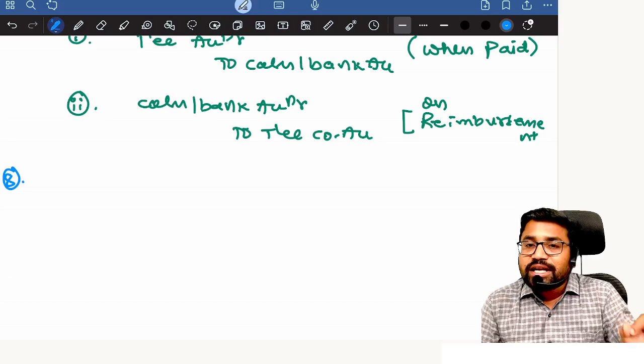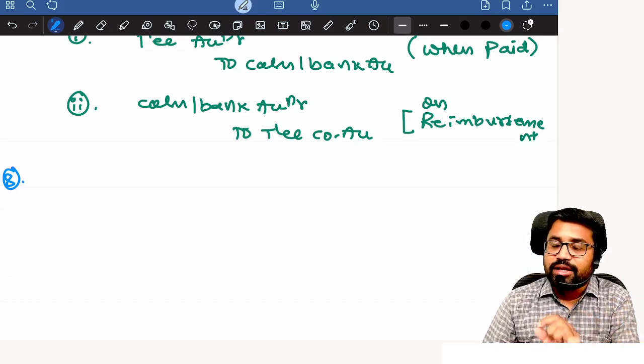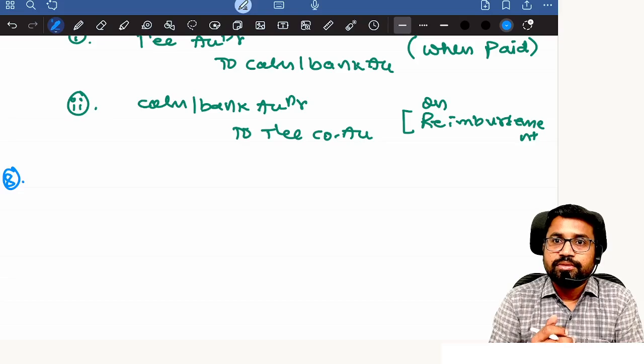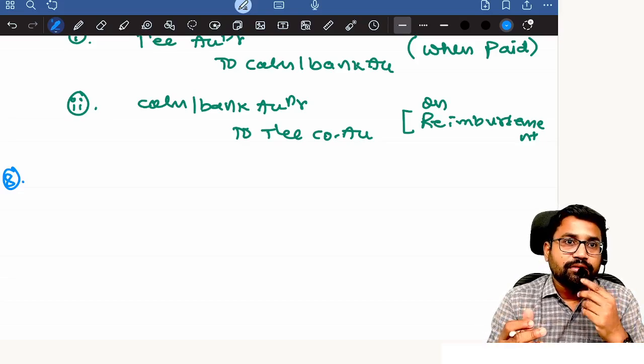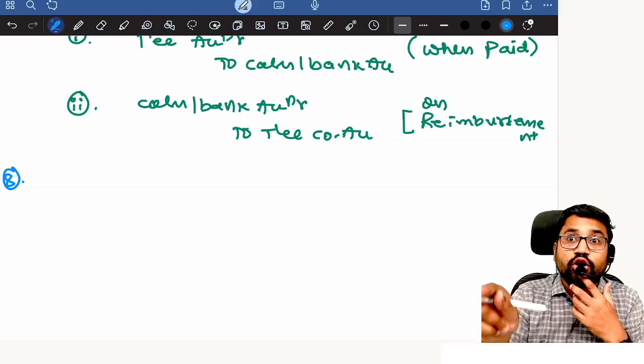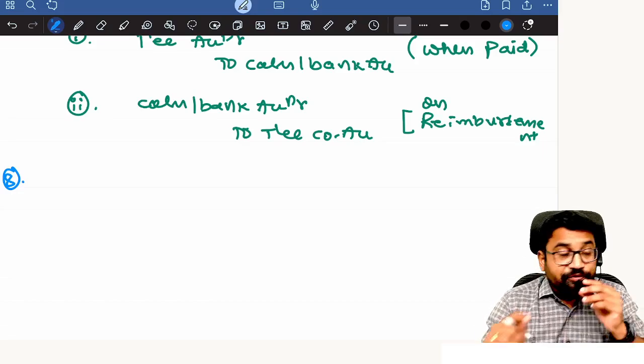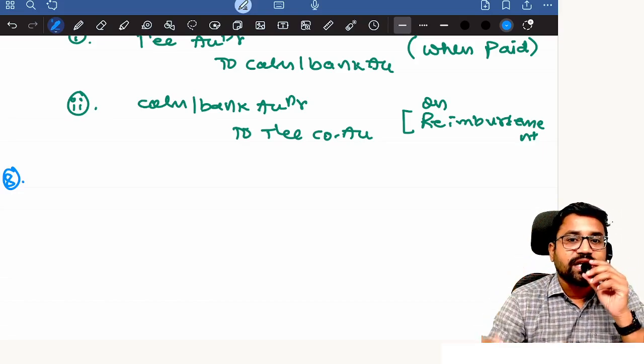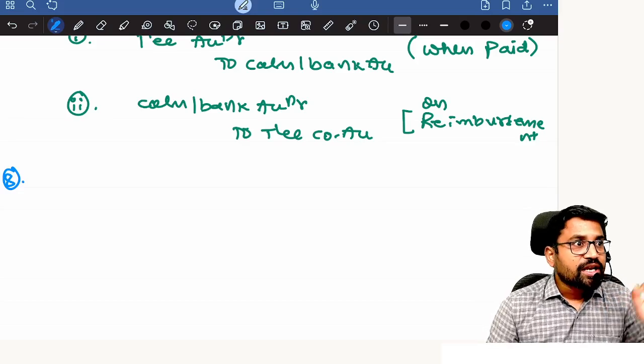Tell me, in the transferor company, which items belong to preference shareholders? Preference share capital. Preference share capital is the only item. Reserves and surplus belong to equity shareholders, don't give them to preference shareholders. That means to preference shareholders, only one thing belongs. What is that? Preference share capital.